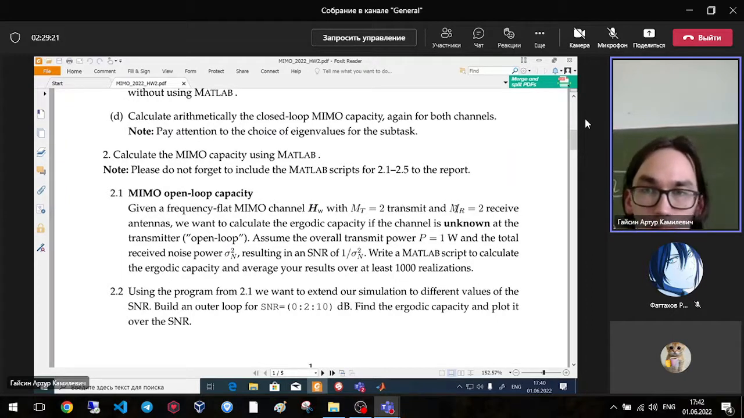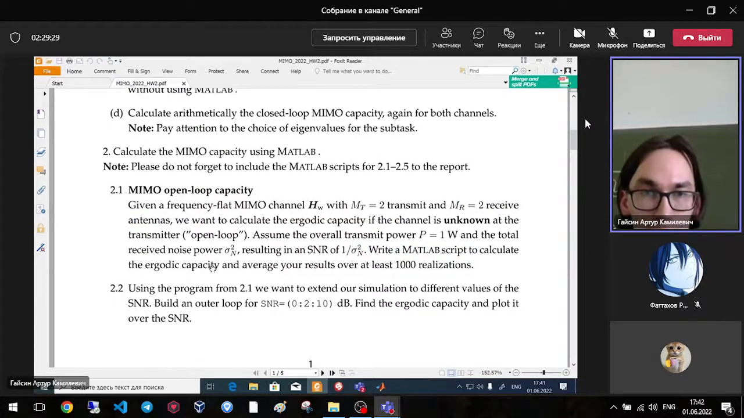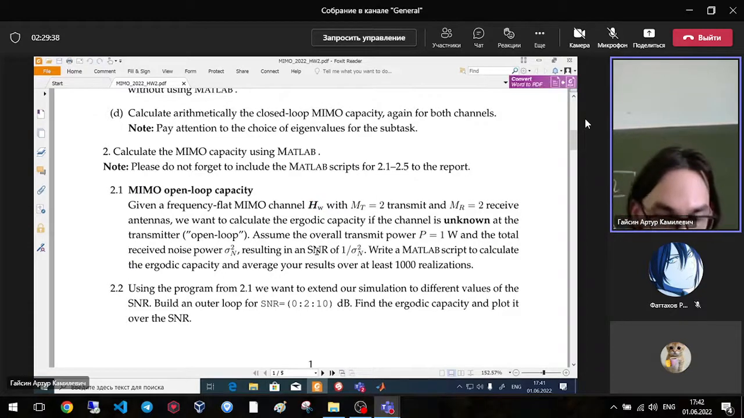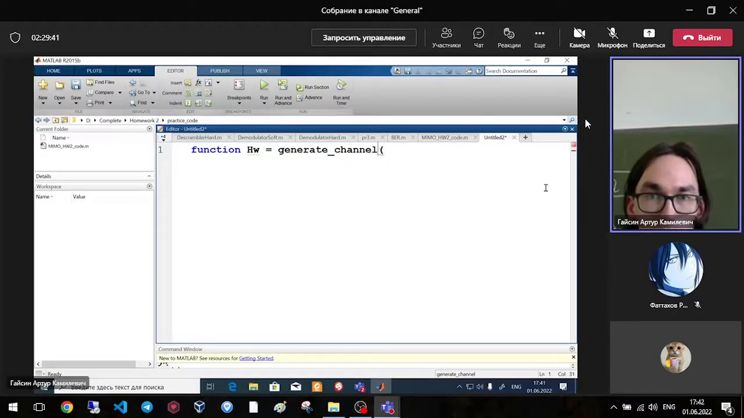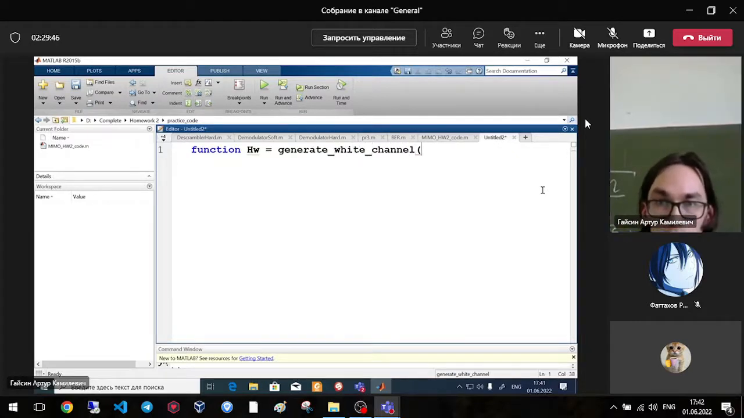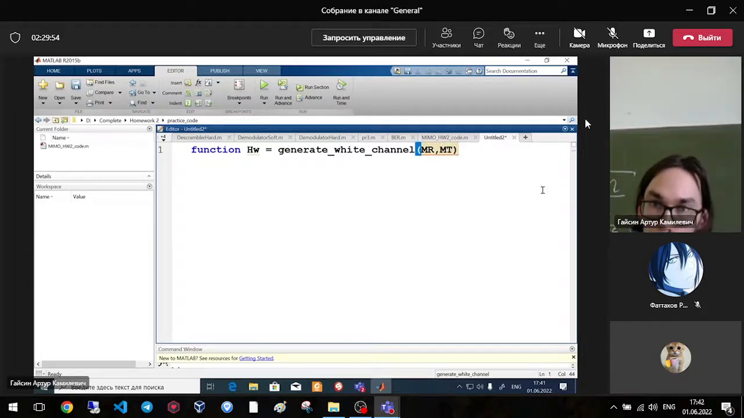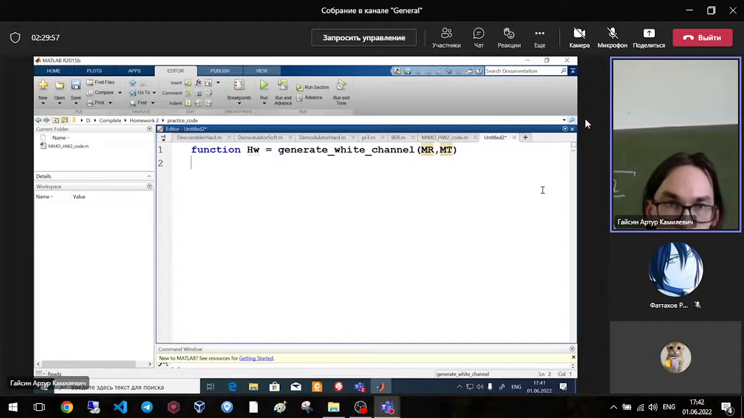Given the frequency, write a MATLAB script to calculate the ergodic capacity in this case. But first we need to create this HW. Let's maybe generate channel. And here we need to add information about the number of receive antennas and number of transmit antennas. And that's all, I think.